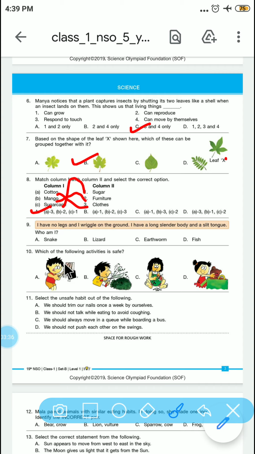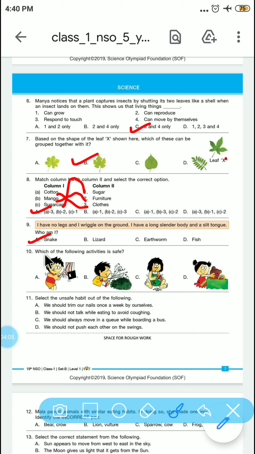Now let's move on to the 9th question. I have no legs and I wriggle on the ground. I have a long cylindrical body and slit tongue. Who am I? So who is it, friends? Snake. Okay, because lizards have legs while the earthworm doesn't have a tongue.